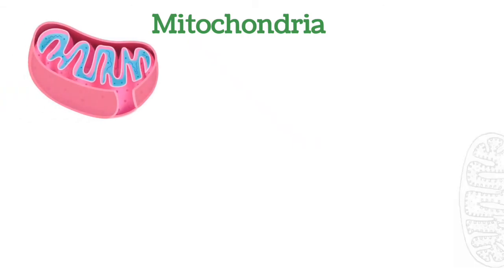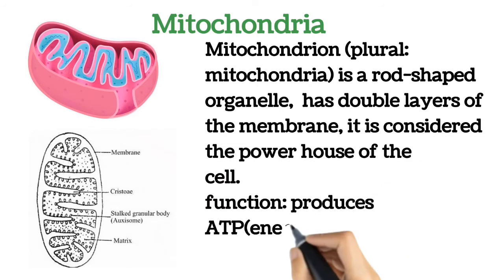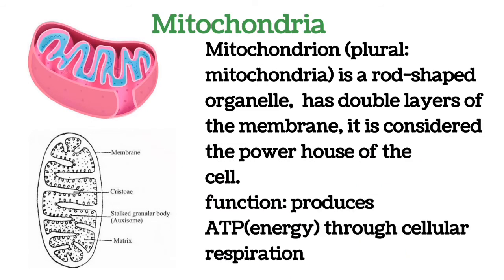The mitochondria. Mitochondria is a rod-shaped organelle which has a double layer of membrane. It is considered the powerhouse of the cell. The main function of the mitochondria is to provide energy. So it is the site of ATP respiration.